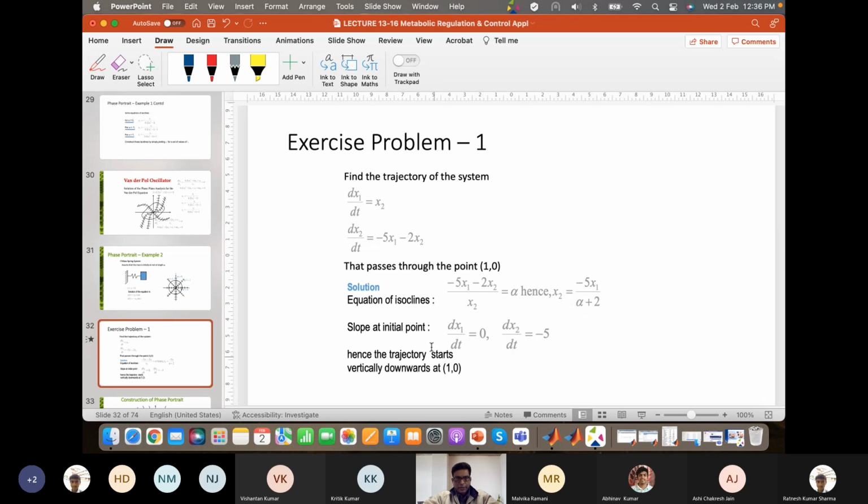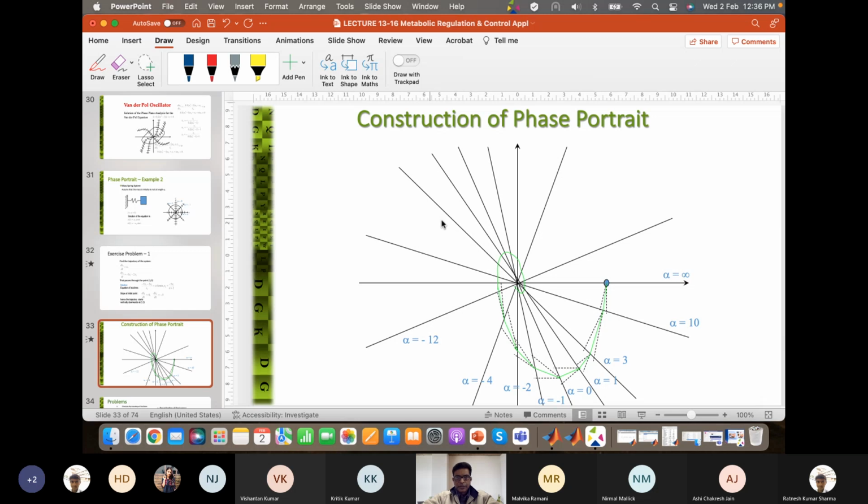Now you look at the initial point. There is an initial point which is already given to you, x1, x2. If you look at dx1, dx2, and you divide dx2 by dx1, then you see that this is going to be a negative slope, negative infinity. So it will go downwards from the point 1, 0 as the initial trajectory direction. Clear? So that's how you get the initial direction of the trajectory. So how do you construct this?